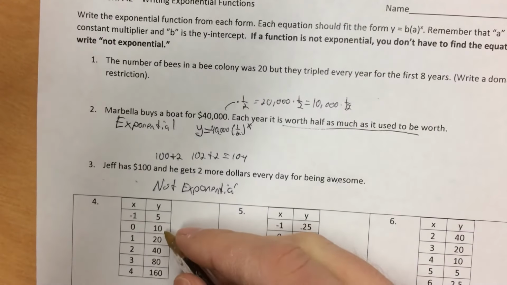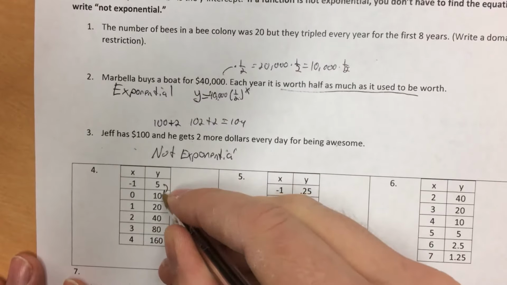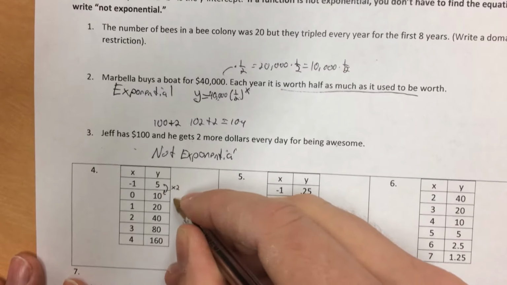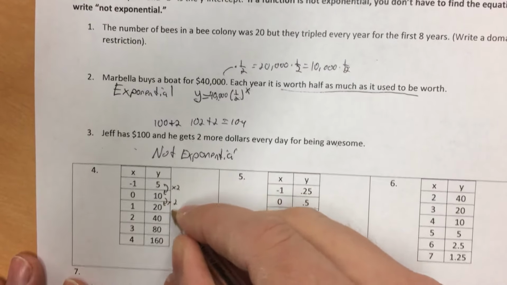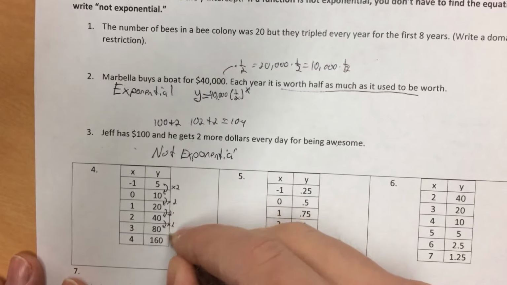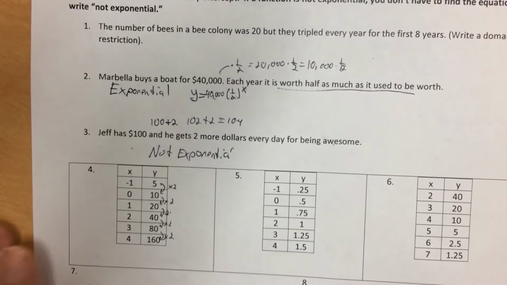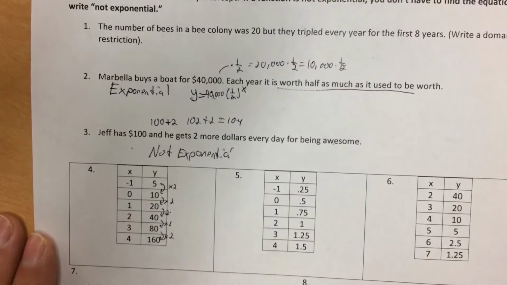I'll do number 4, fine. The first thing to do is to look for a constant multiplier to see if it is exponential. 5 times 2 is 10. 10 times 2 is 20. 20 times 2 is 40. Times 2, times 2. This is an exponential, and so we should write the equation for it.